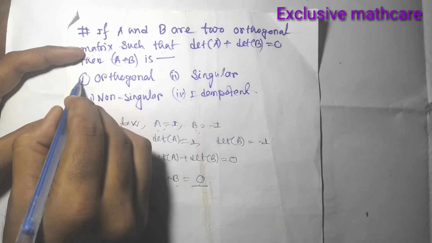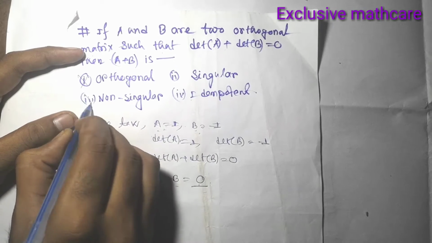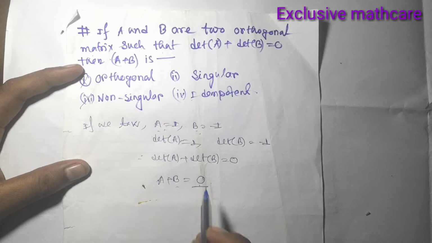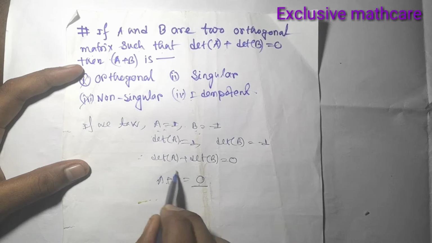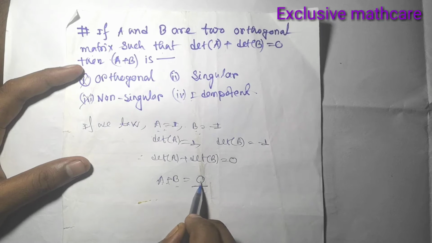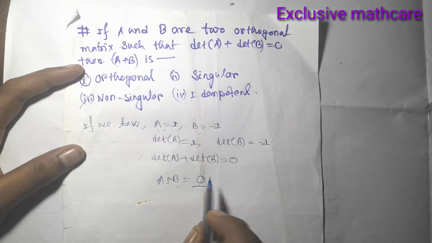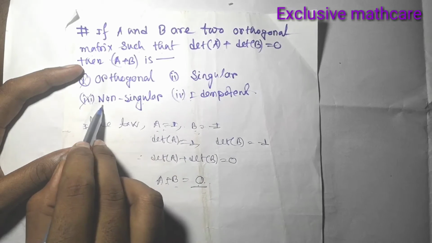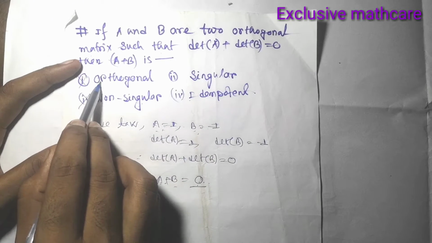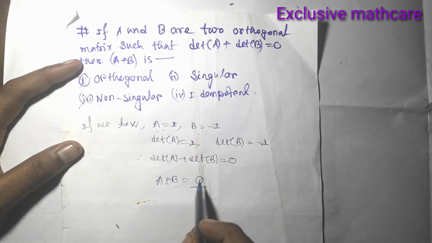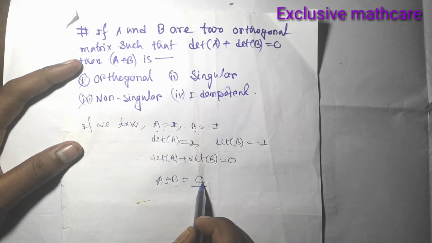So option 1 and option 3, these two options are incorrect. Why? As the null matrix is singular, and option 3 says non-singular, so this option is incorrect. Option 1 is also incorrect. Why? As the null matrix is not orthogonal.